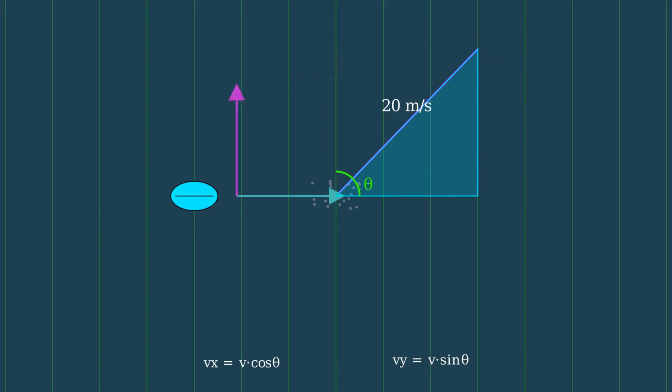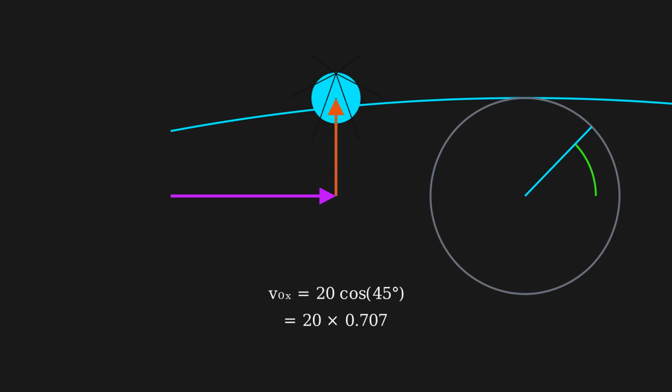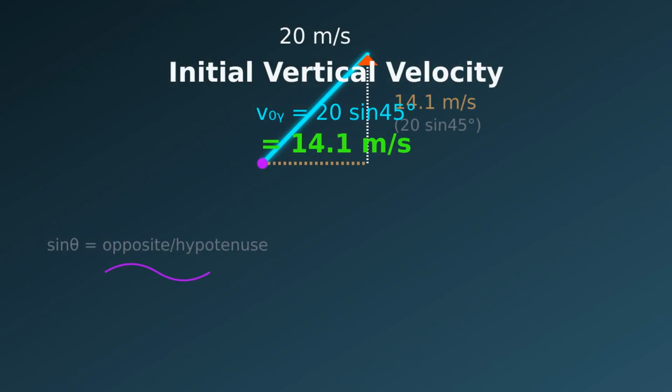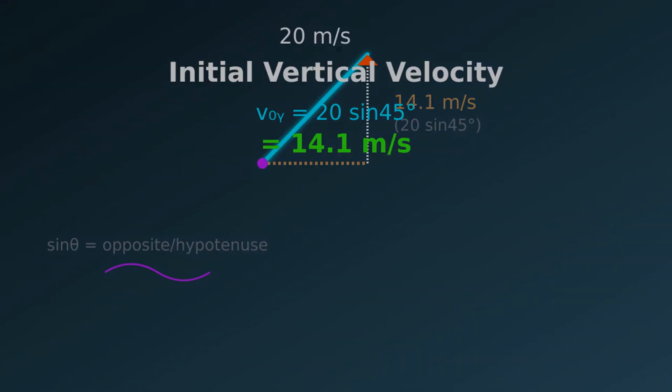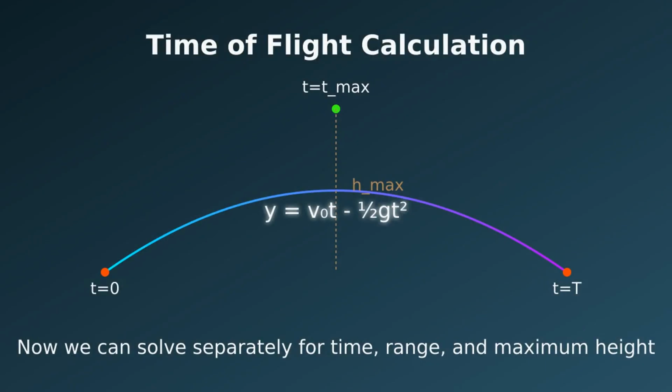Step 1. Find velocity components. V naught x equals 20 cosine 45, which equals 20 times 0.707, which is 14.1 meters per second. V naught y is 20 sine 45, which is also 14.1 meters per second. So the ball starts equally fast in both directions. Now we can solve separately for time, range, and maximum height.